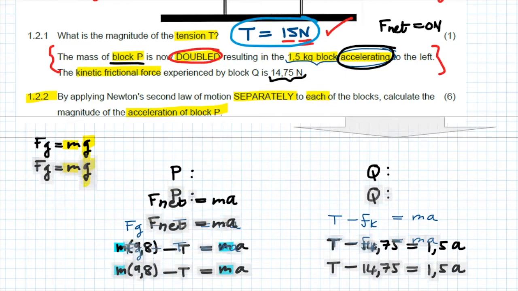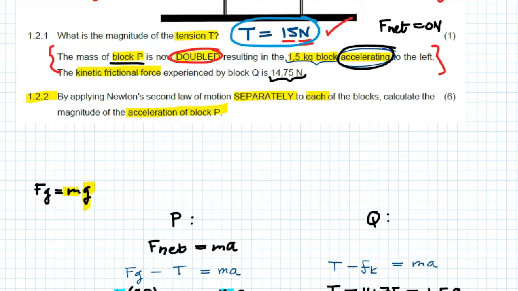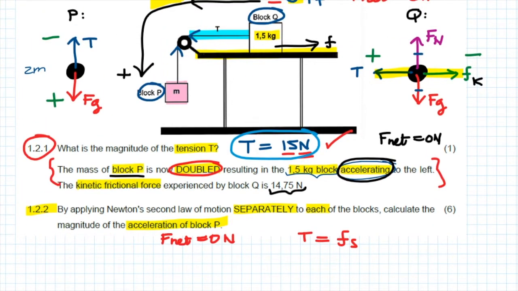Well, there actually is, and that is exactly why question 1.2.1 exists. In question 1.2.1, the net force was 0, and as a result, the tension was equal to the friction force, F static, not kinetic. So we knew that the tension force was equal to 15. But the tension on this block is equal to the tension on this block. Therefore, the tension is also equal to Fg, the gravitational force on P. So we can say the tension force is equal to mg.